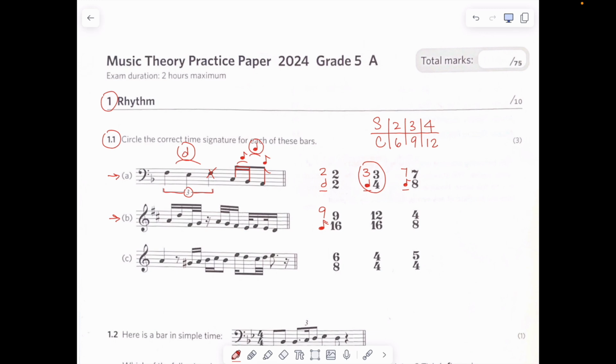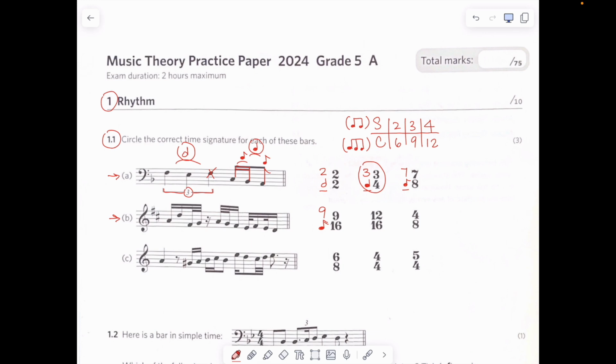Now, how does this chart help you? Well, first of all, in simple time, the main beat will be divided into 2. For example, a crotchet will be split into 2 quavers. And in compound time, the main beat will be a dotted beat, and it will be split into 3 equal parts. So again, for example, maybe 3 quavers here. So you see one is 2 quavers, which means 1 crotchet. The other one is 3 quavers, which means a dotted crotchet.